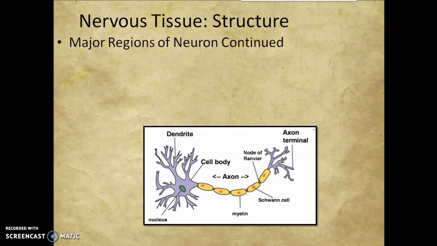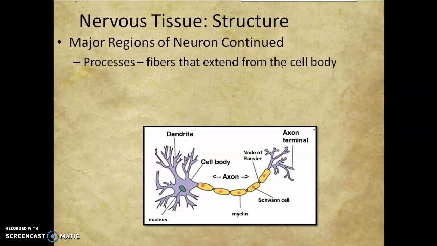Alright, so we have our cell body, with a nucleus in it, which has a nucleolus in it. Other regions: we see there's a lot of processes, and remember when I say process in anatomy class, it just means things that stick out. So we have a lot of processes or fibers that extend from the cell body.